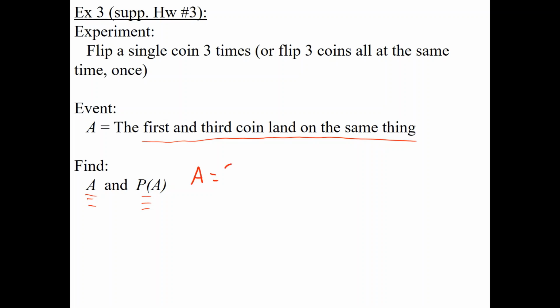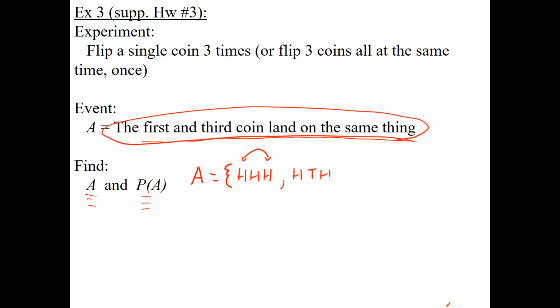Since it's a list, you're going to put curly brackets, and then list all the outcomes where the first and third flip are the same thing. So here's an example: heads, heads, heads. That's definitely an outcome of this experiment, and the first and third coin land on the same thing. Are there any other outcomes where the first and third coin land on the same thing? Well, we can try heads, tails, heads. Notice the description for A doesn't mention anything about the second flip. So the second flip can be anything as long as the first and third flip match. So first and third match here, and that's another outcome.